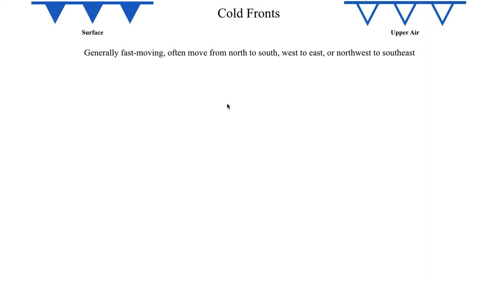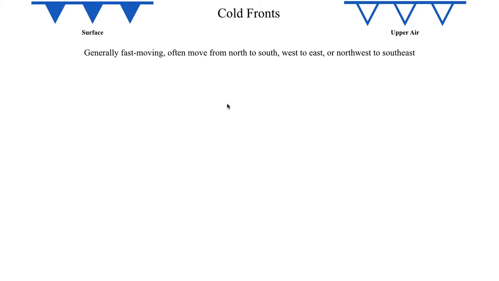Typically what you get with the cold front is a fast-moving frontal boundary that can move from north to south, especially if it's an Arctic cold front. But if it's, say, a cold front originating from the Pacific or from a more typical cyclone, it's typically a cold front that moves from west to east or northwest to southeast, depending on what stage the cyclone is at in the Norwegian cyclone model.